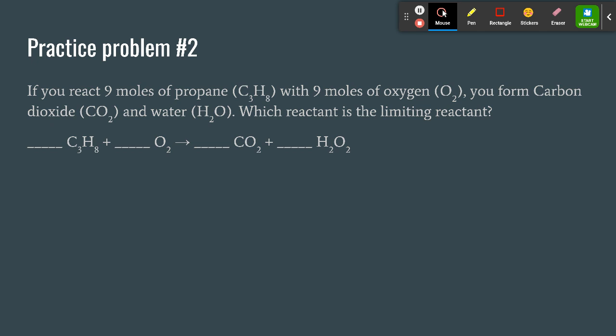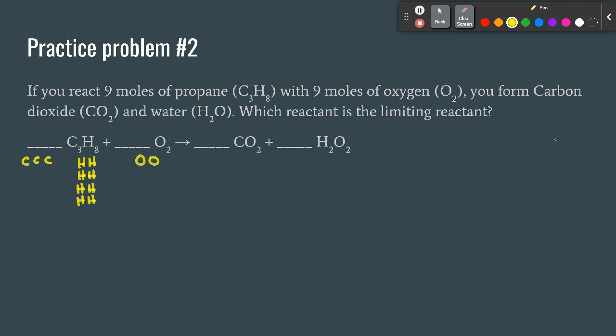All right, let's see what we need to do here to balance this reaction. I have 3 C's, 8 H's, 2 O's. On my product side, I have 1 C, 2 H's, and 4 O's.